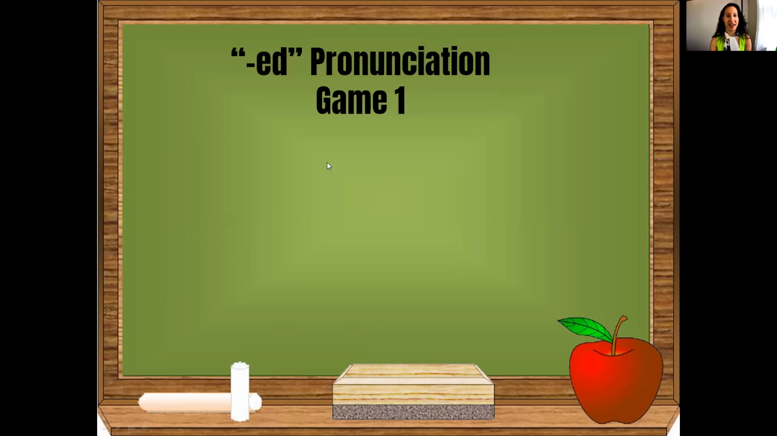Okay, let's play some games. We have 4 games, okay? So keep track. Now you're going to choose the ED sound. Now how many sounds of the ED? Remember, 3. We have D, we have T, and the hard one, ID, that's an ID sound, okay?